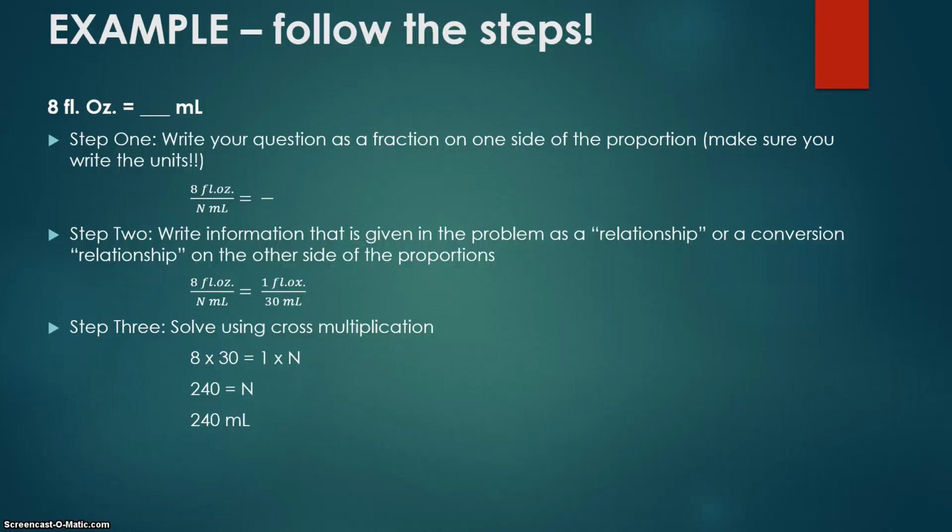In step 3, solve using cross multiplication. So we know how to solve using cross multiplication, correct? We do 8 times 30 equals n times 1. 8 times 30 is equivalent to 240, and 1 times n equals n. So we have 240 mLs.